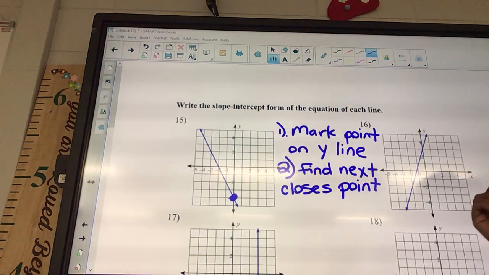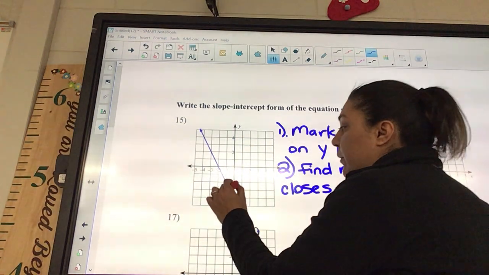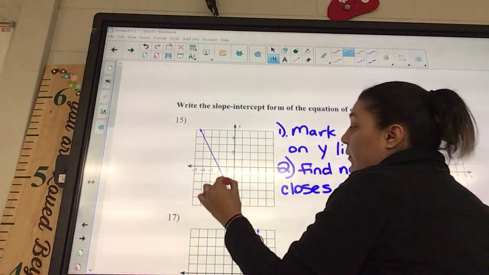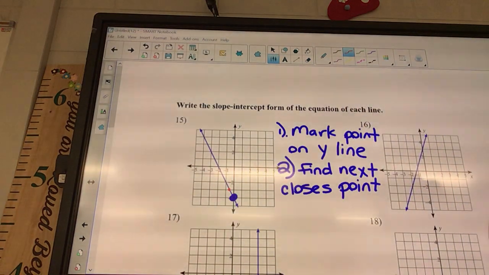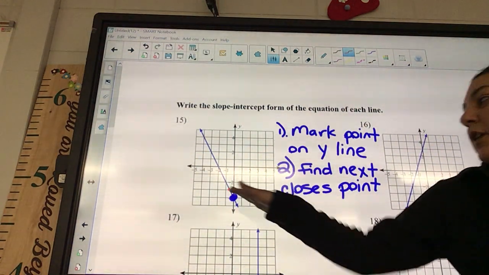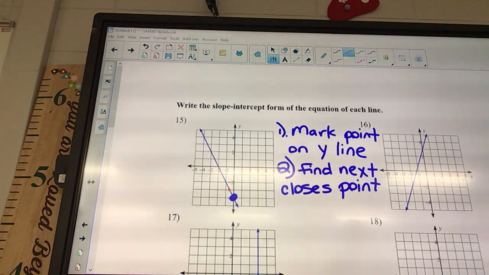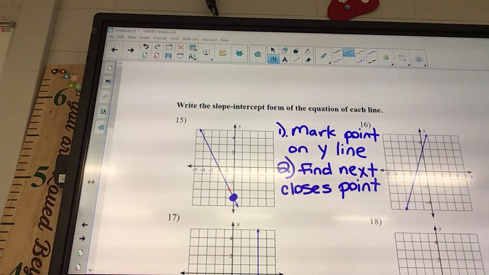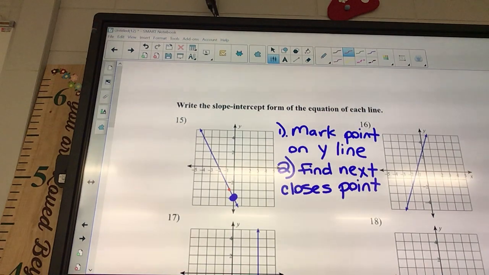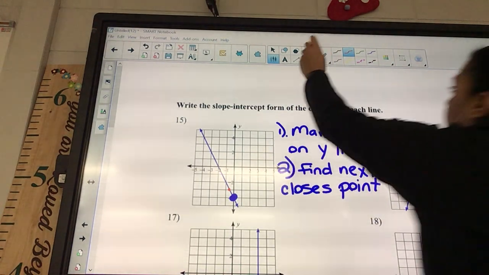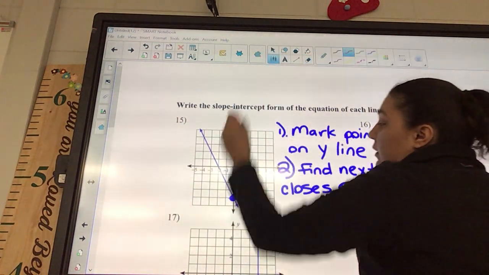So kind of take your finger and follow that line. Okay, we cannot pick this point. You can't pick like right here, because what is that number? You don't really know. It needs to be on equal crosshairs, meaning it's got to be exactly on the box. And so your next closest point is going to be right here.